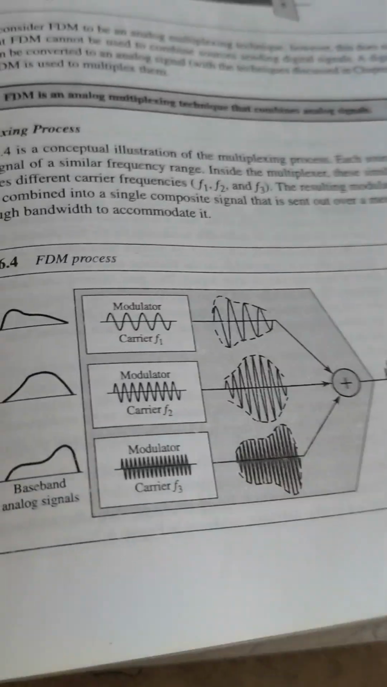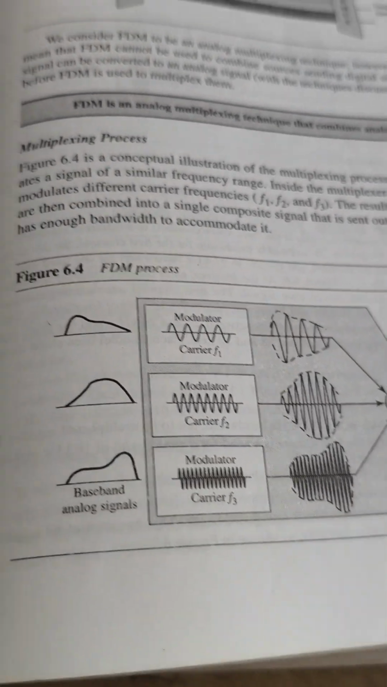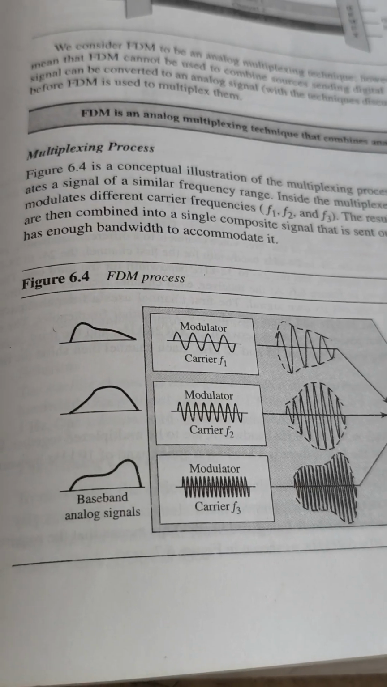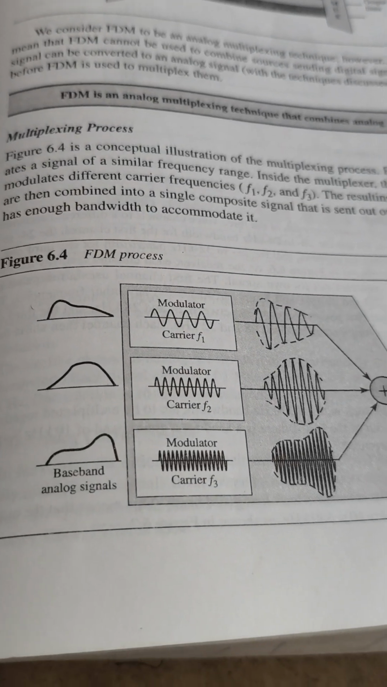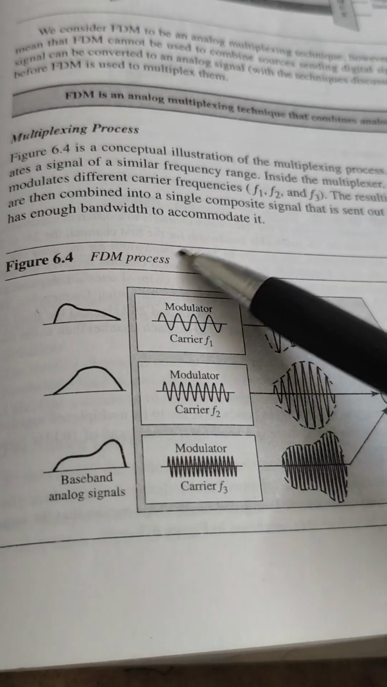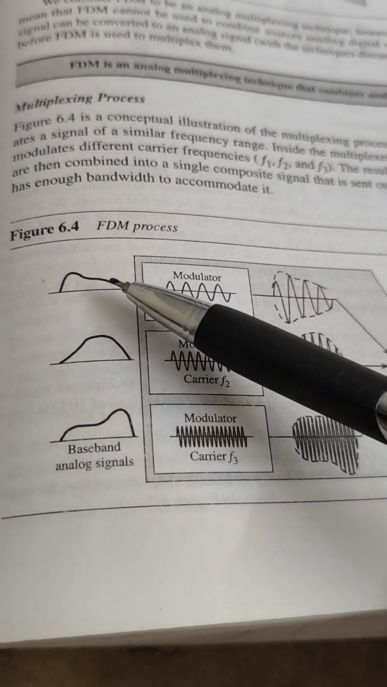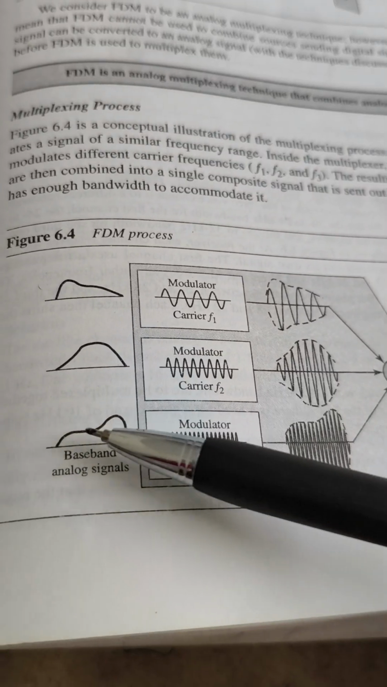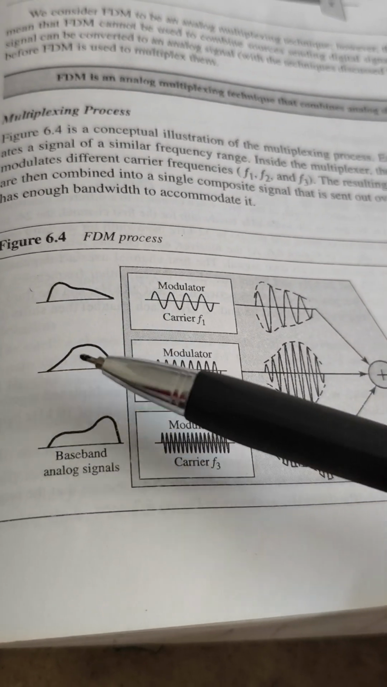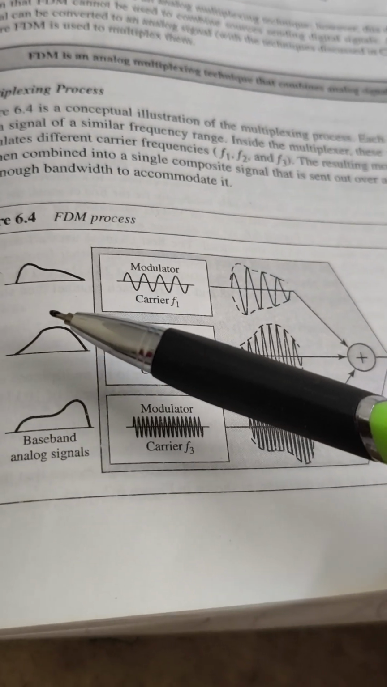For example, from this diagram you will come to know clearly what we mean by multiplexing. Here, this is the frequency division multiplexing process. This is a signal, this is a signal, this is a signal, of different types. This may be voice, this may be audio, this may be video. These are the three different signals.